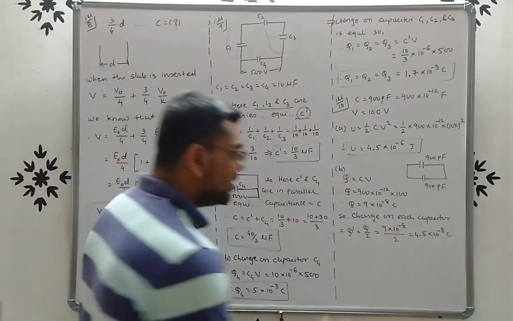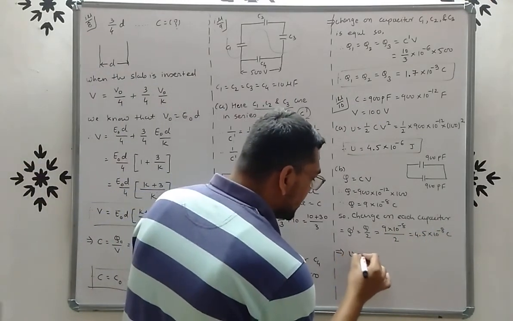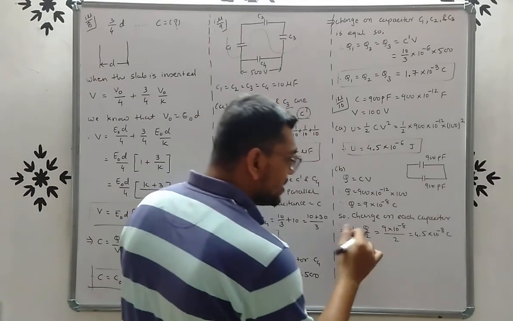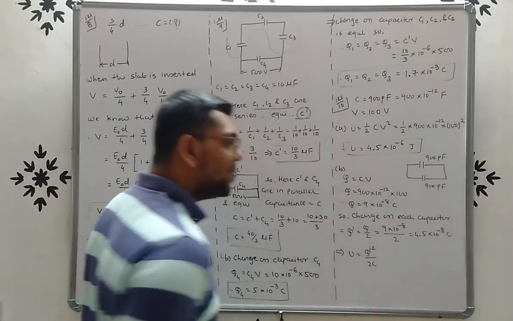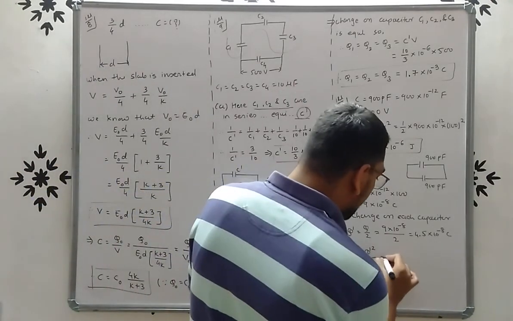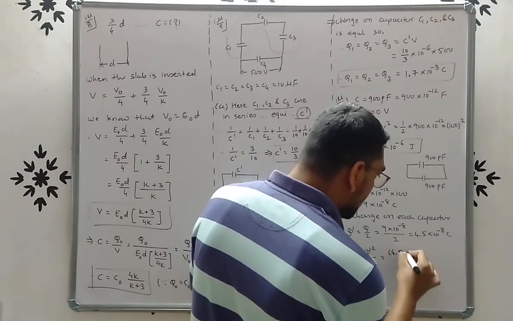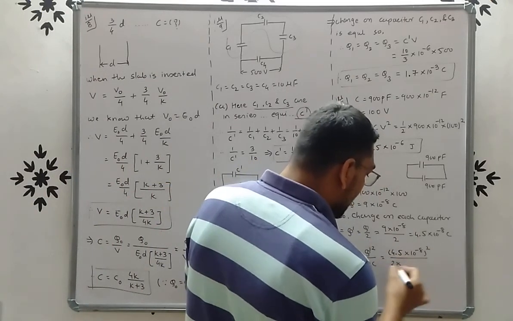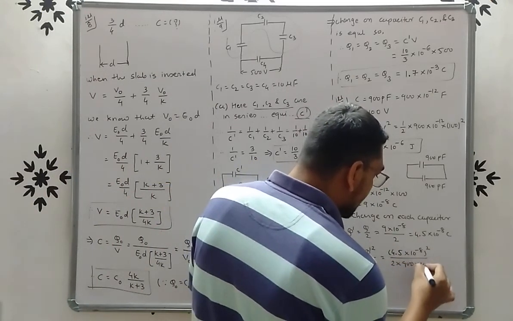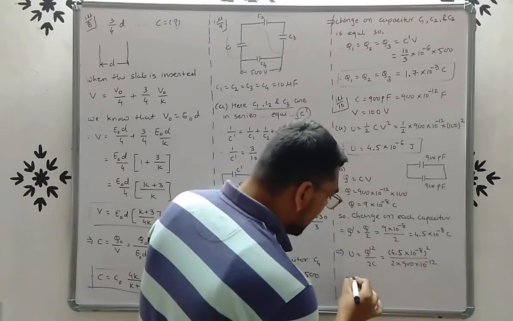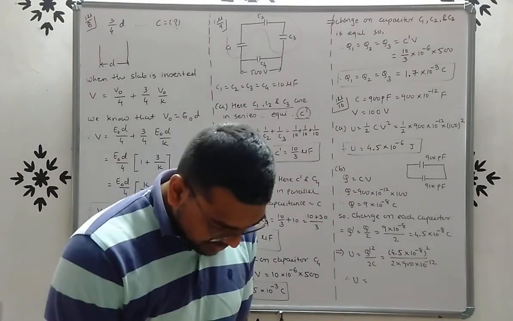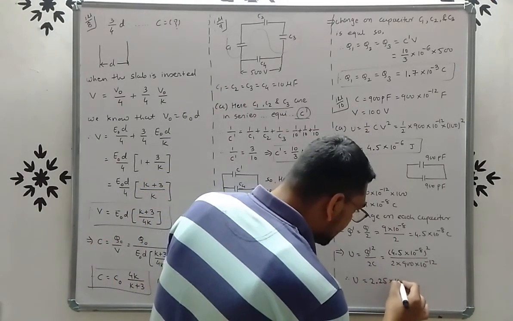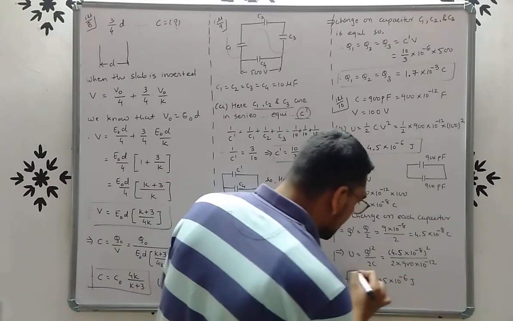Now to find out energy stored by the capacitor, we know that U is equal to Q square by 2C. But here charge is Q dash, so Q dash square by 2C. We know the value of Q dash, that is 4.5 into 10 raised to minus 8 whole square, divided by 2 into value of C, that is 900 pico, 10 raised to minus 12. So after solving this, we get U is equal to 2.25 into 10 raised to minus 6 joule.